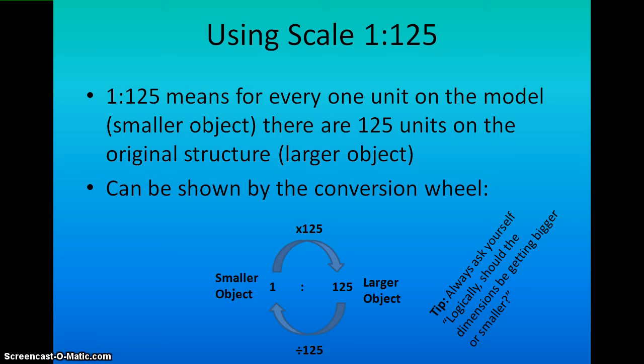We have discussed this a little bit earlier, but we'll continue this discussion here. 1 to 125 means that for every 1 unit on the model, the smaller object, there are 125 units on the original structure, the larger object.